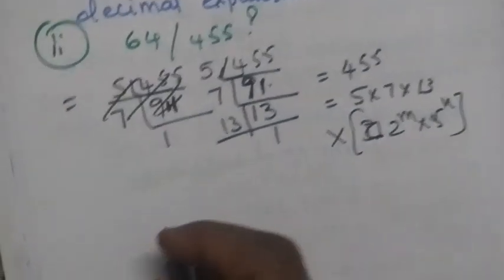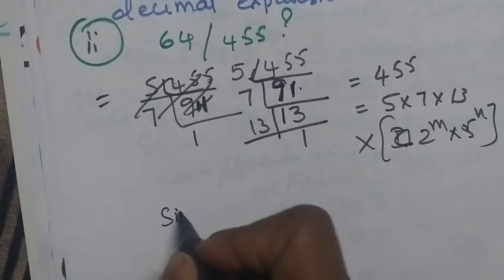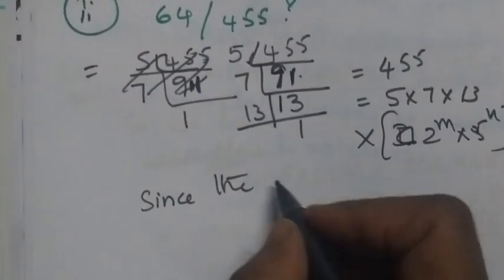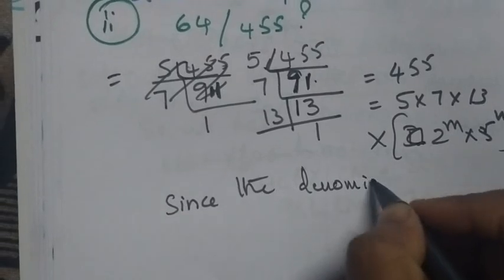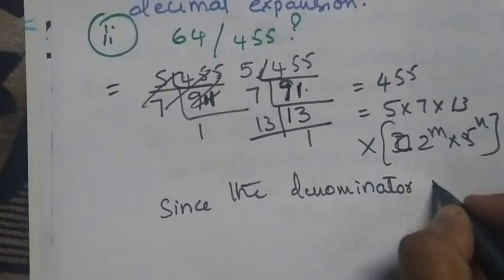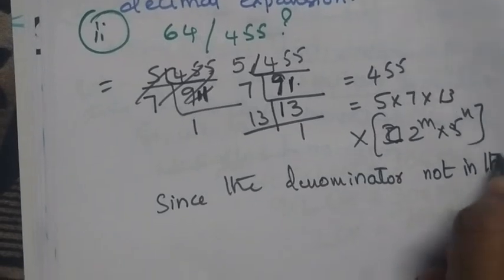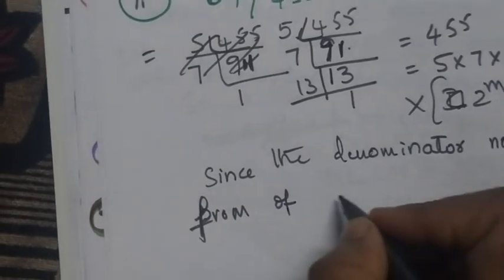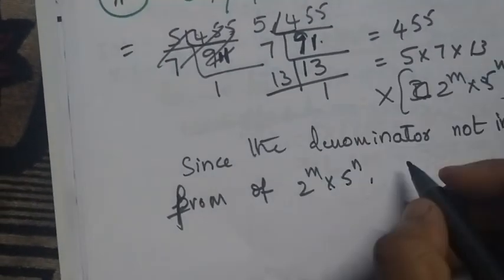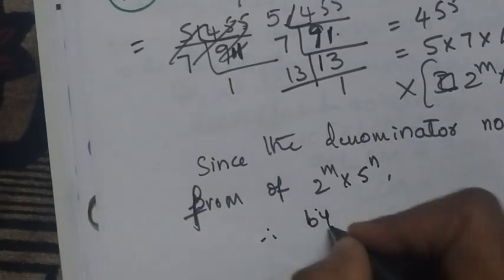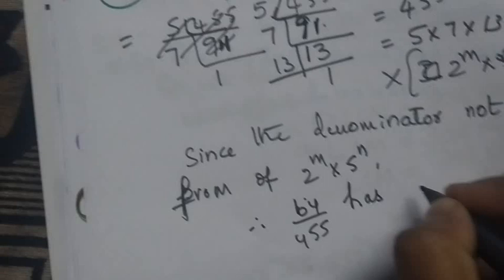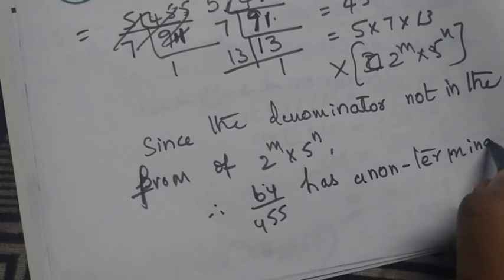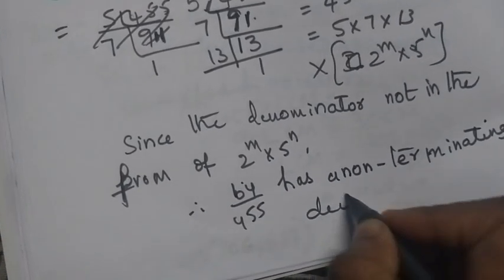So what we have here, since the denominator 455 is not in the form of a product of 2 power n and 5 power n, therefore 64 by 455 has a non-terminating, non-repeating decimal expansion. Okay children, like this we have to prove.